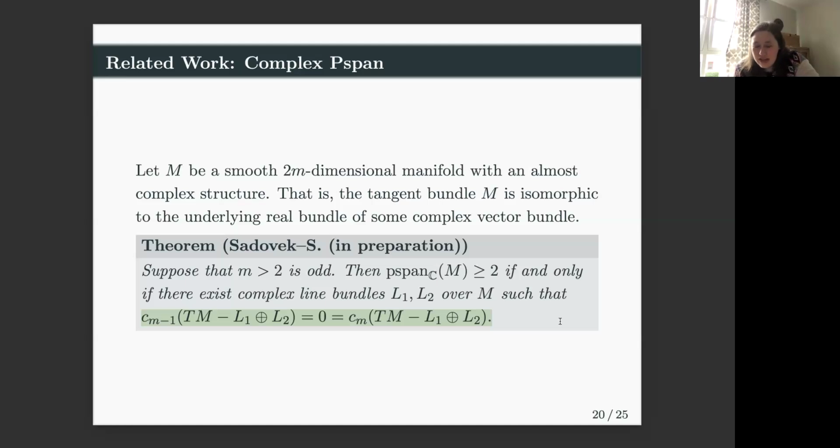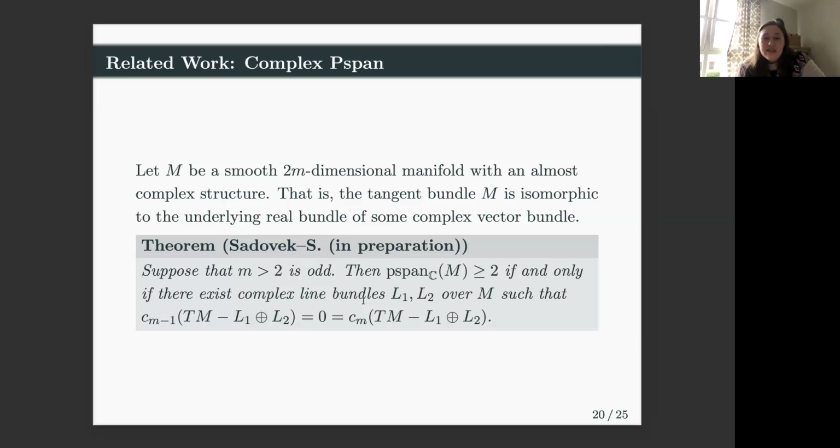These virtual Chern classes, you can easily compute them in terms of the Chern classes of the bundles on the inside. So C_{m-1} of this virtual bundle, you can write it in terms of the Chern classes of the tangent bundle of M and the Chern classes of these line bundles. So it looks more mysterious than it is, I guess is what I'm saying.